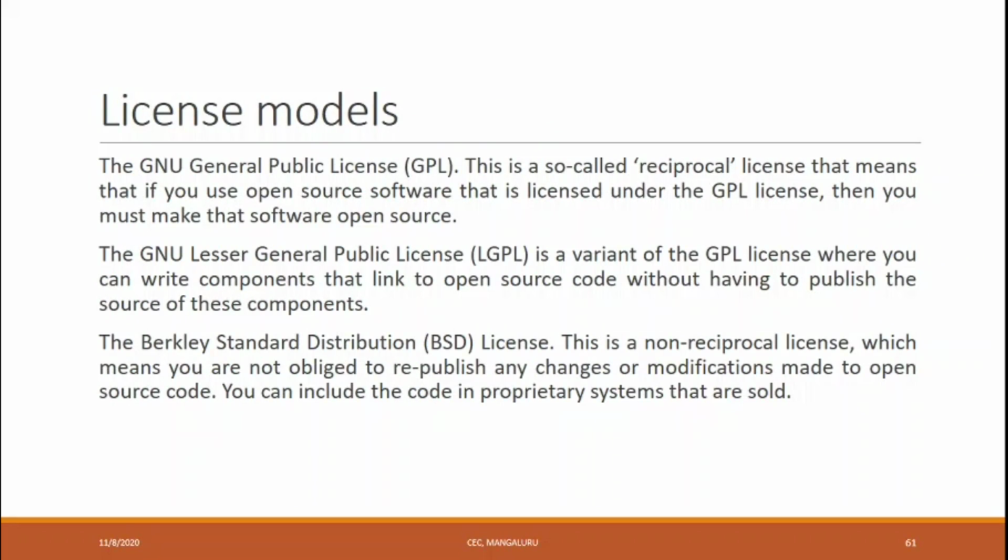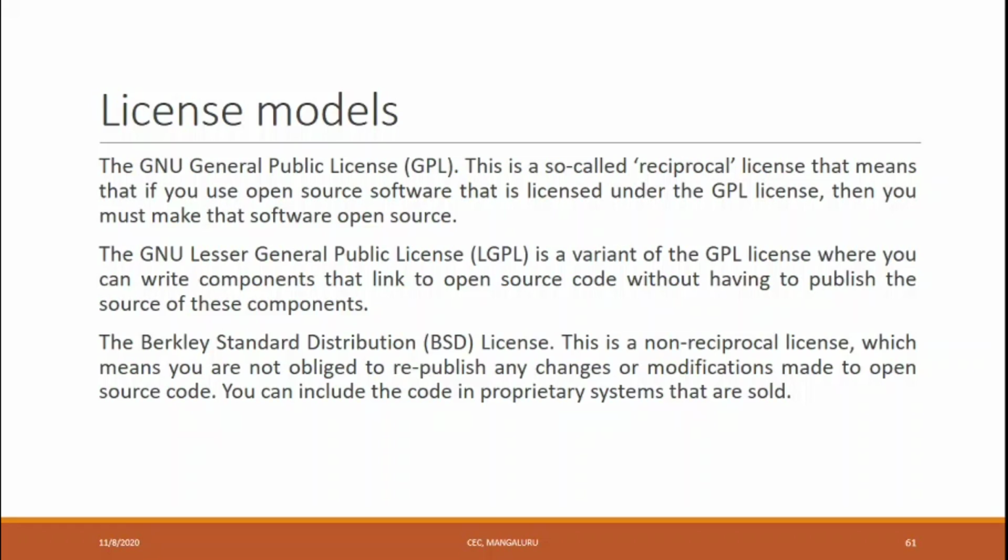So there are some license agreements, or license models, after developing source code. There are three types. One is the GNU General Public License, which can be called GPL. The second one is the GNU Lesser General Public License. And the third one is Berkeley Standard Distribution.